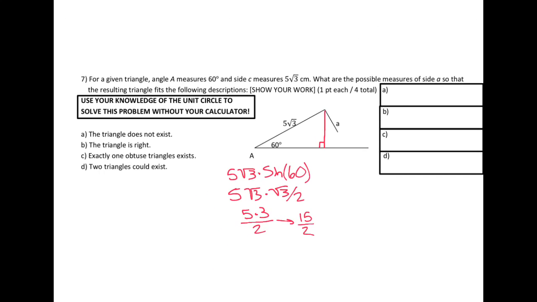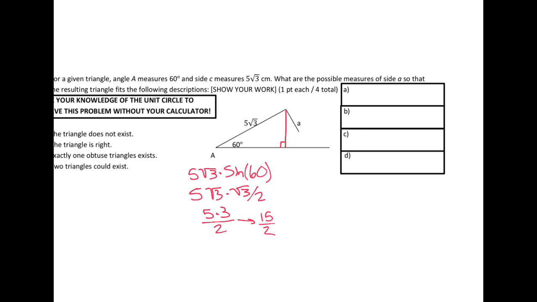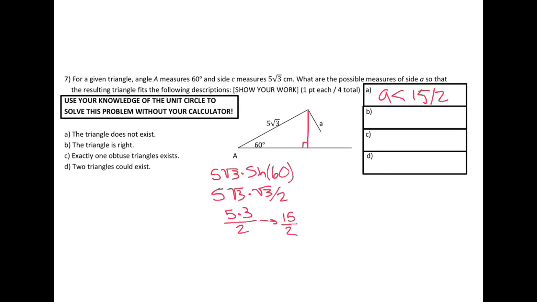So, for the triangle to not exist, we would need A to be less than 15 halves. For the triangle to be right, we would need A to equal 15 halves. For there to be exactly one obtuse triangle, we would need A to be greater than or equal to that side we know, 5 times the square root of 3.